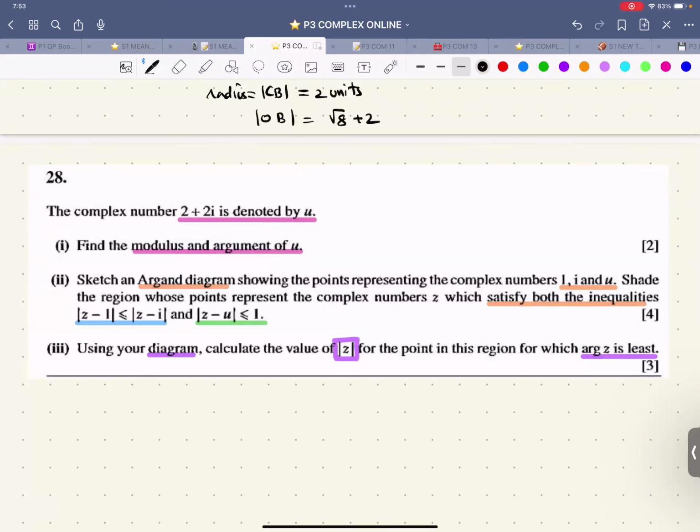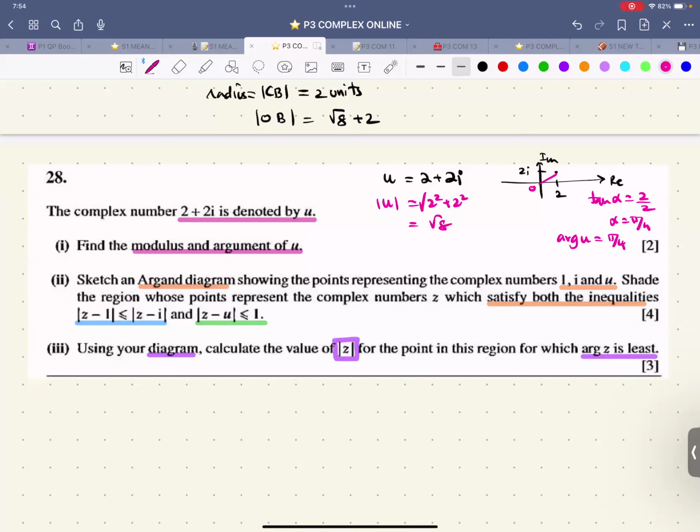Let's think so. u is 2 plus 2i. Just a small grid would do the job. This is 2. This is 2i. This is imaginary. This is real. There is a dot over here. Just join this thing with origin. Basic angle, tangent of alpha is 2 over 2. Alpha is pi by 4. Argument of u is also pi by 4 because it's in the first quadrant, and modulus of u is square root of 2 squared plus 2 squared, and this comes out to be square root of 8. That is the first part.